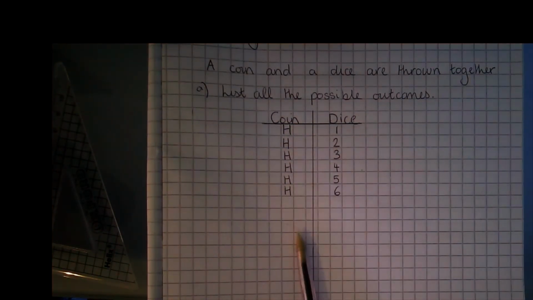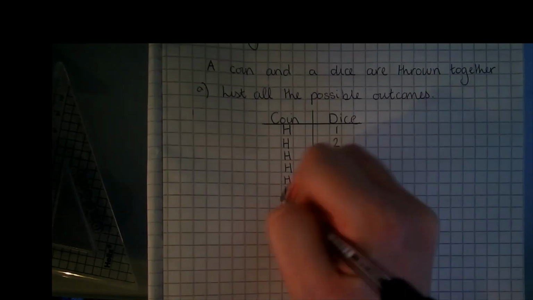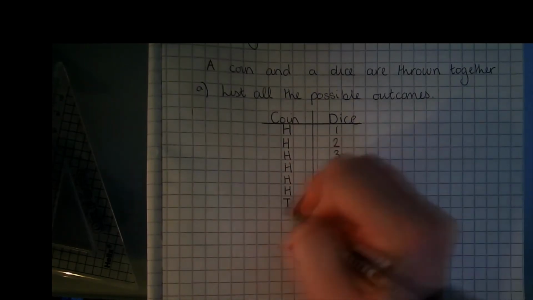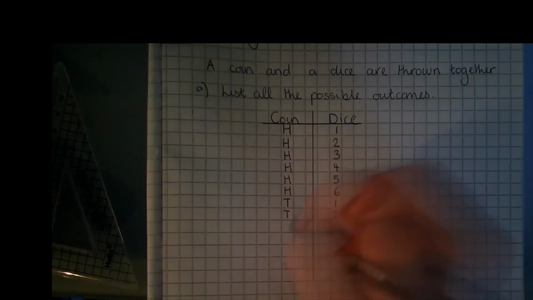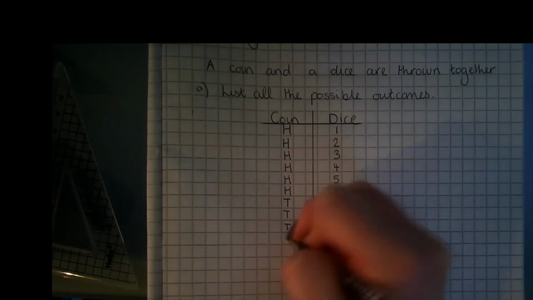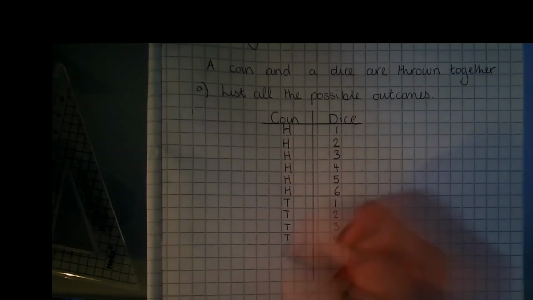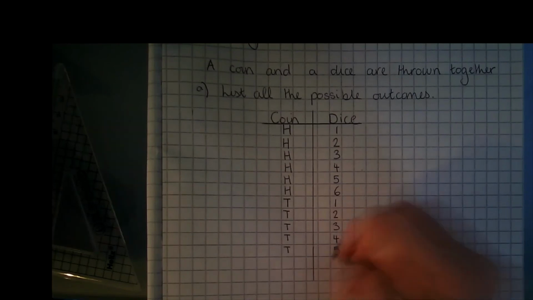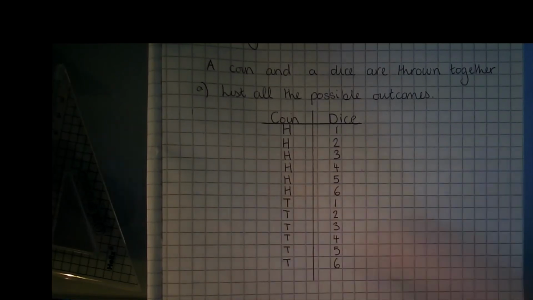Now we could have also had tails. So we could have had T1, T2, T3, T4, and so on. So they are all our outcomes.